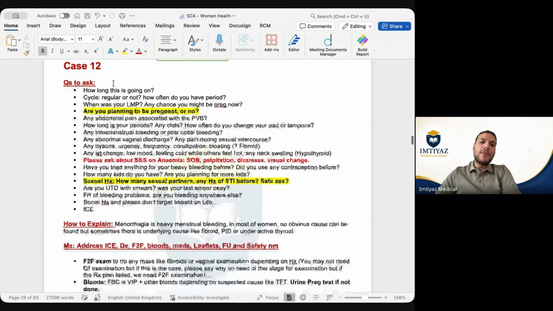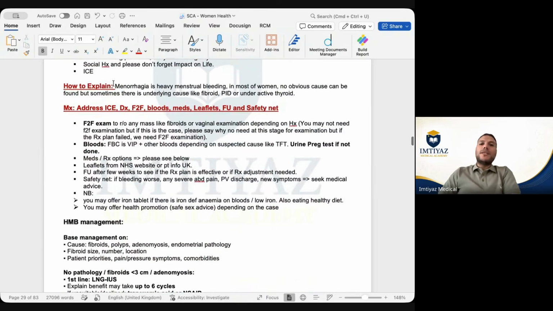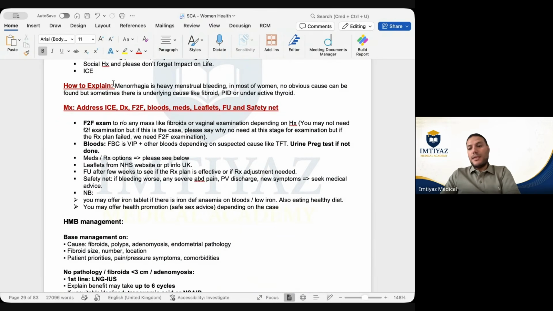Okay. So face to face, definitely you need to examine the lady, if she's having menorrhagia, could it be fibroid? Could it be anything suspicious? And also vaginal examination, anything from down below could be suspicious. Blood test is very important. Pregnancy test is also important. And options available, as I told you, depend on whether she wants a pregnancy or not.